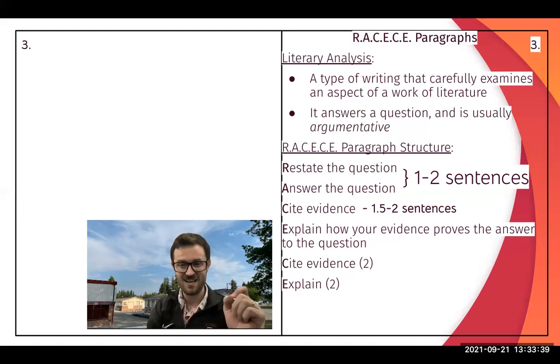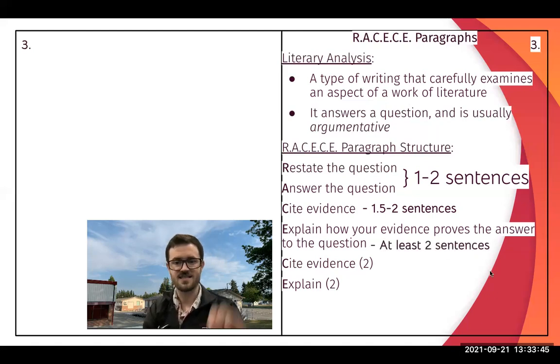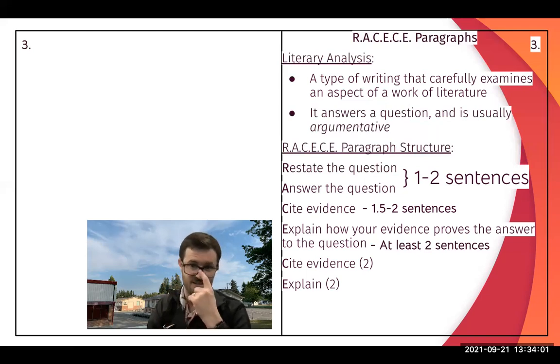If it's more than that, well, then you have more to write, because your explanation needs to be at least 2 sentences long. And a good rule to think, did I write enough? A good rule is: is your explanation at least twice as long as the quote that you're citing? Is it at least twice as long as that evidence?